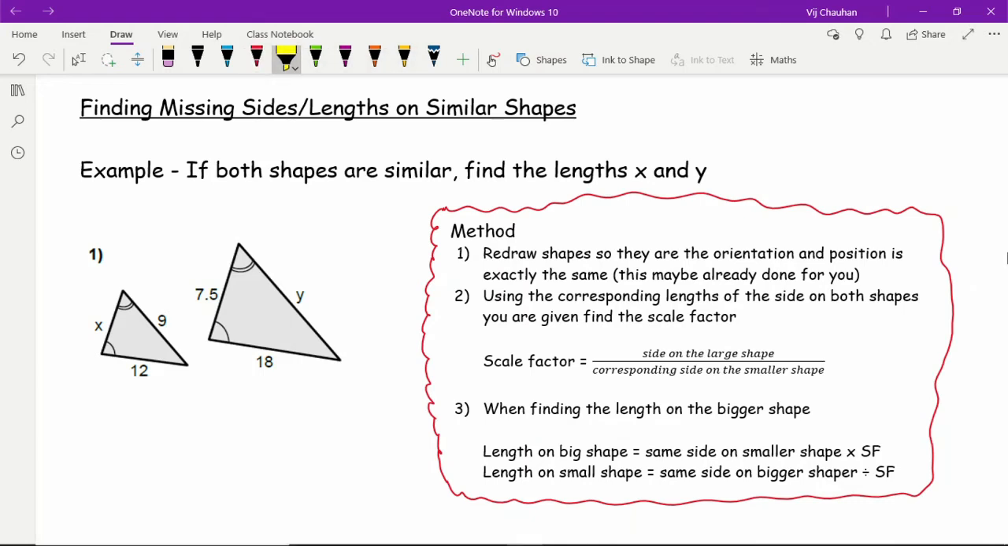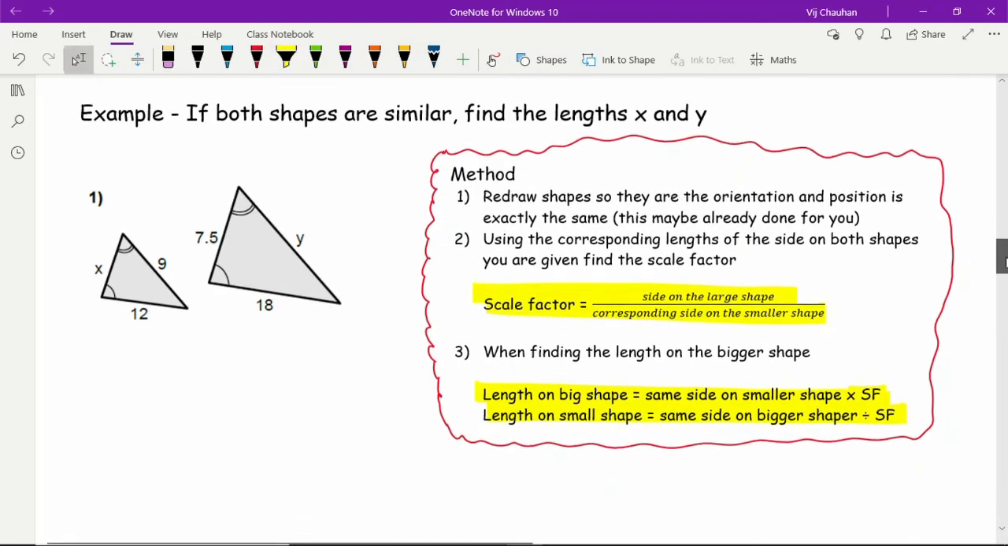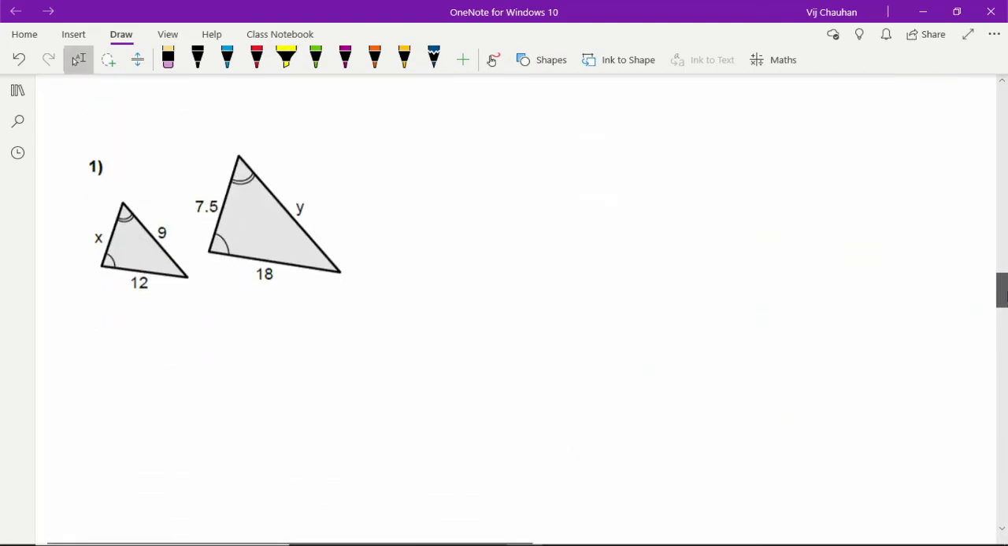Now the other thing that's worth highlighting is this formula here, and particularly this note here. You'll find that on different websites and different revision guides there might be two formulas that show you, depending on whether you're going from small to big or big to small. However, this method is kind of universal and applies to all particular questions. There's just that little bit extra that you probably need to be aware of. So let's have a look at this question then.